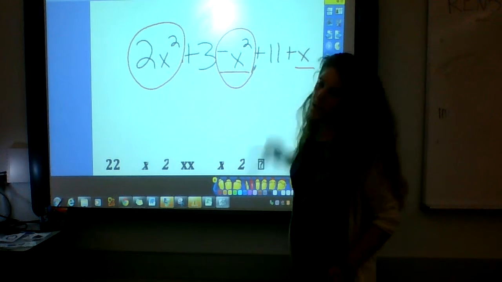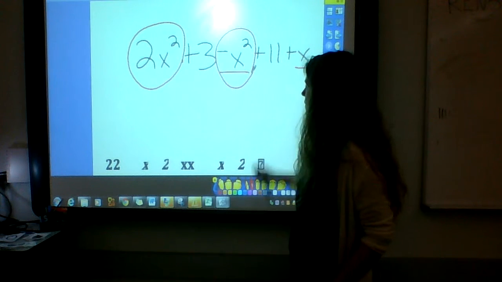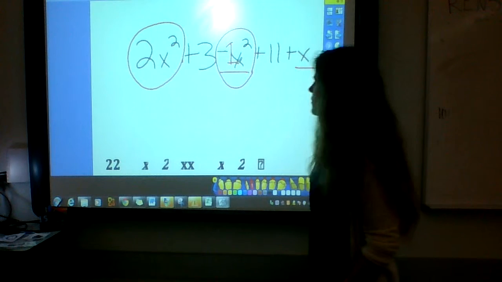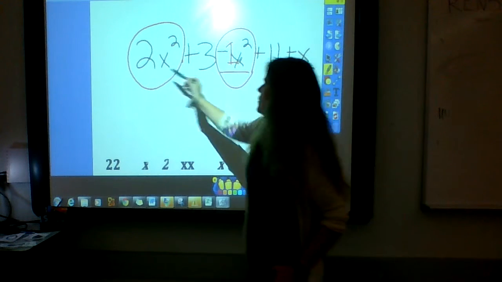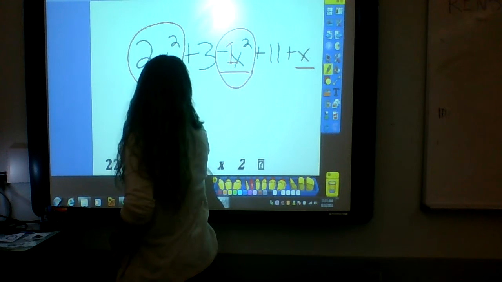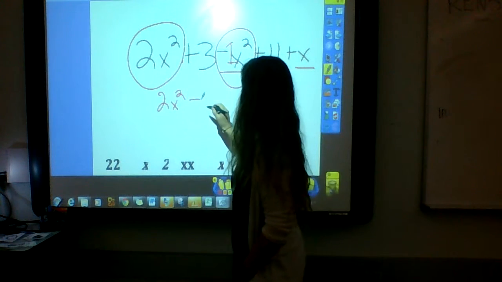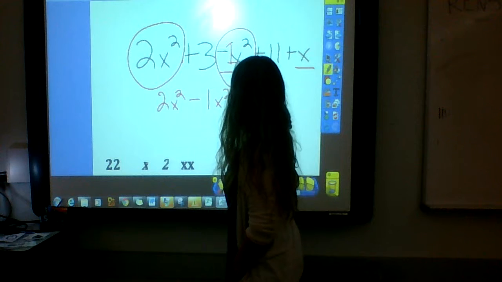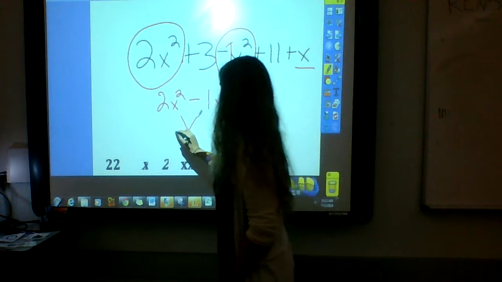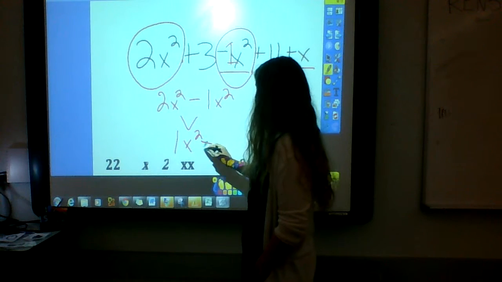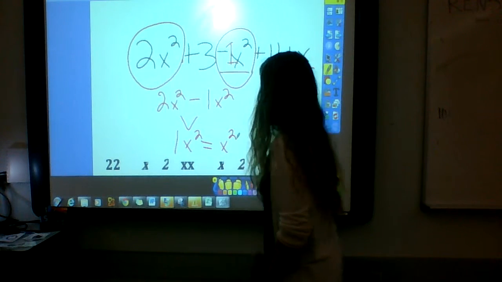Now there is not a coefficient in front of this number. If I just have an x squared by itself, that means I have negative 1x squared. So if I have 2x squared and I am subtracting 1x squared, I then have just 1x squared. You can also write 1x squared as x squared.